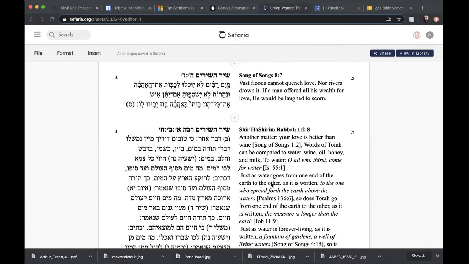Water itself, which is at its lowest point, is always referred to, and we'll go to the sources there, is always referred to as desire.